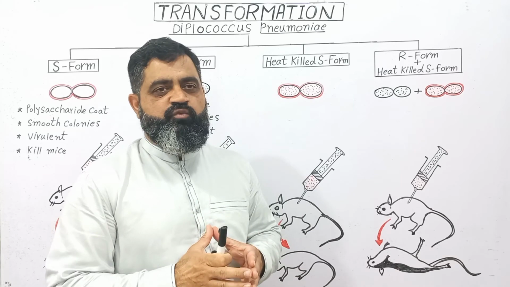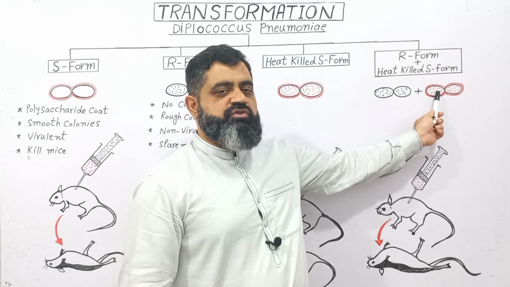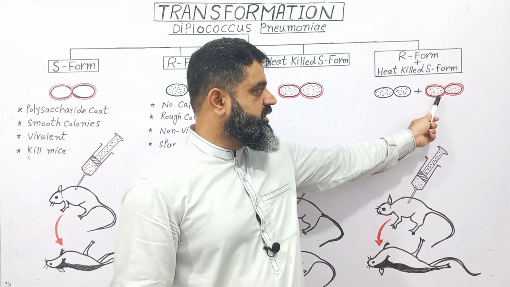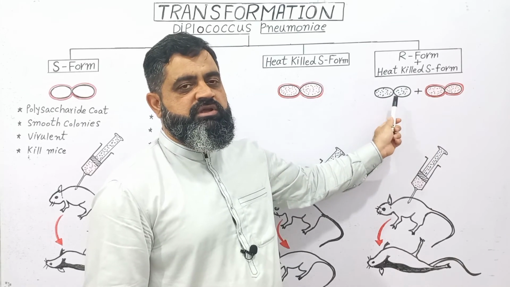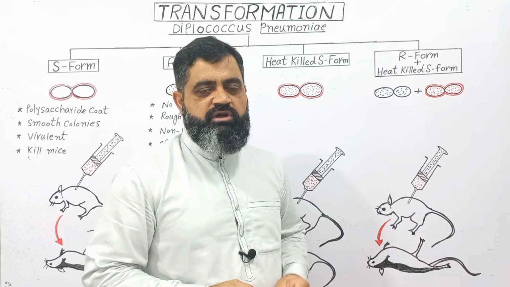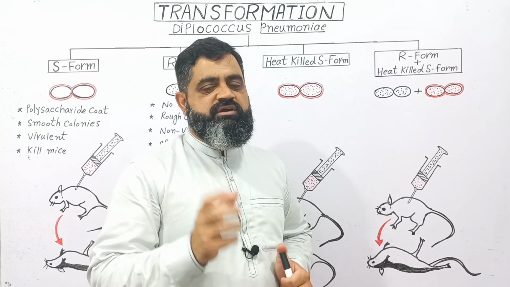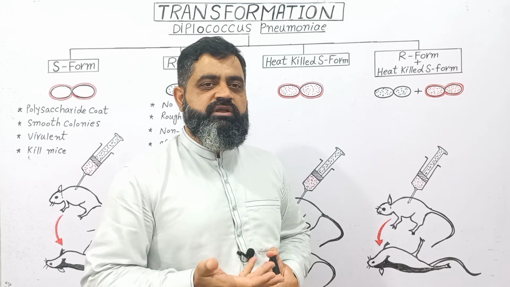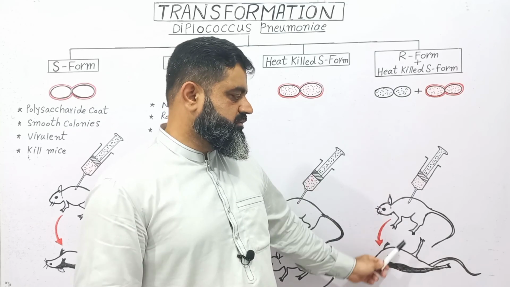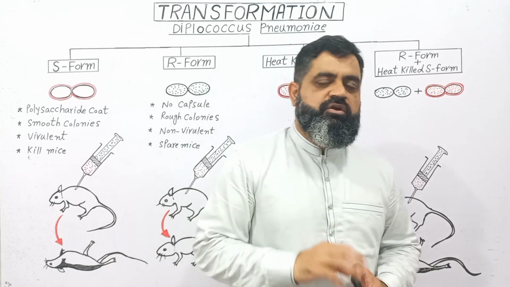It was proven that DNA was transferred from one bacterium to another. A piece of DNA from the dead, heat killed S form bacteria was transferred into the R form which were alive. When this portion of DNA was incorporated into the R form bacteria, they developed a polysaccharide coat on their surface and became virulent. These virulent bacteria, which became S form, killed the mice. In this way, the transformation principle was confirmed.